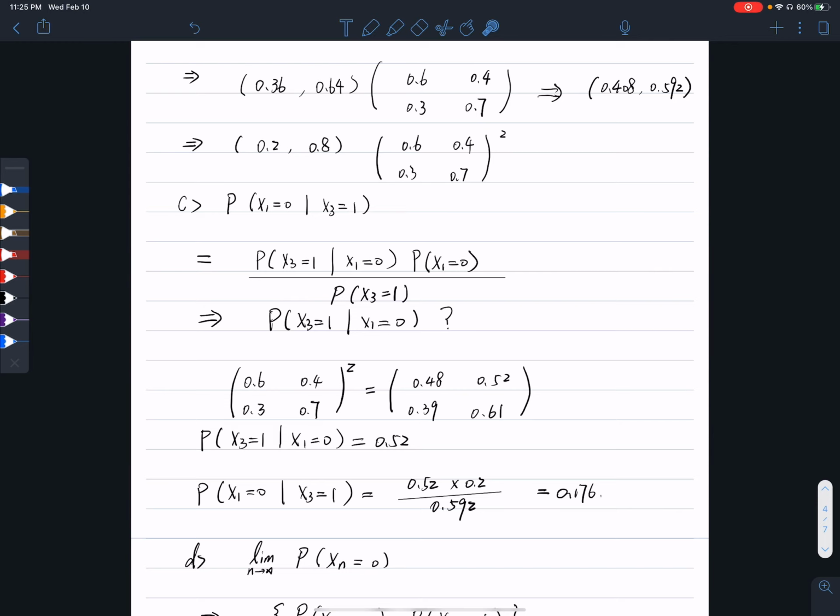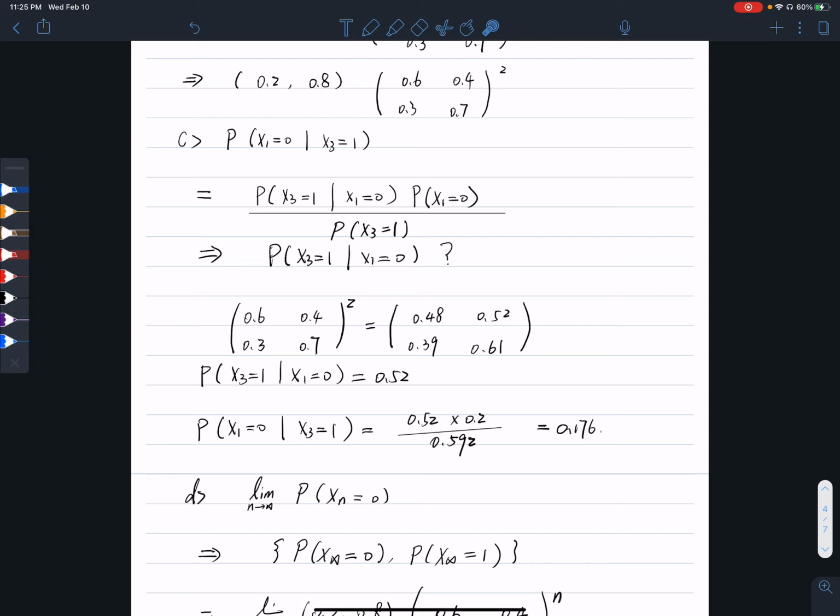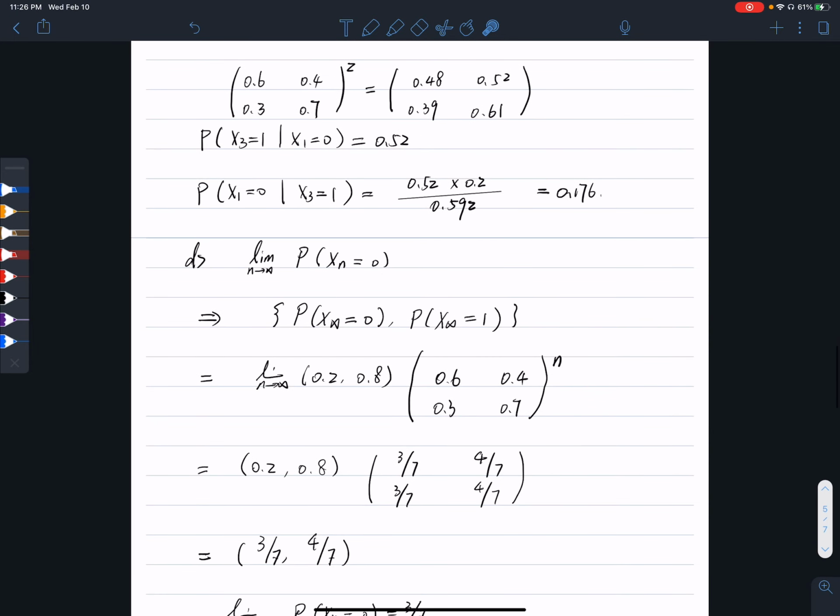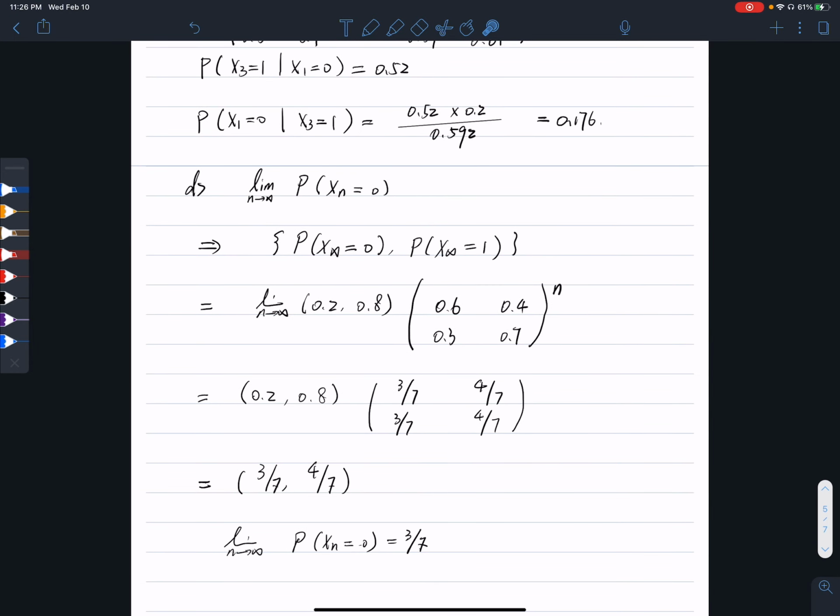It's 0.52. So here's the answer to the question: the probability of x1 equal to 0 given x3 equal to 1 is obtained from 0.52 times the probability of x1 equal to 0, divided by the probability of x3 equal to 1, which we calculated in the last question. So the result is 0.176.